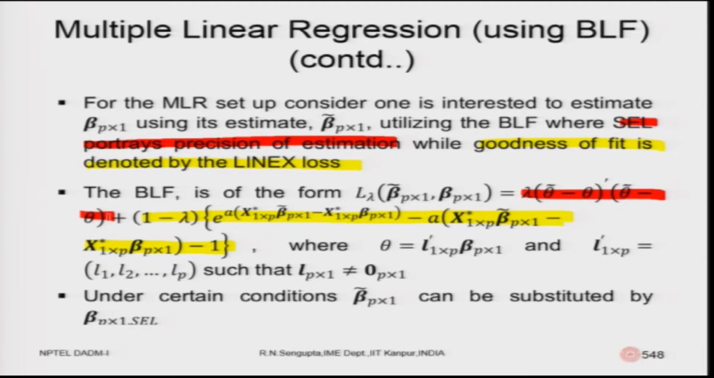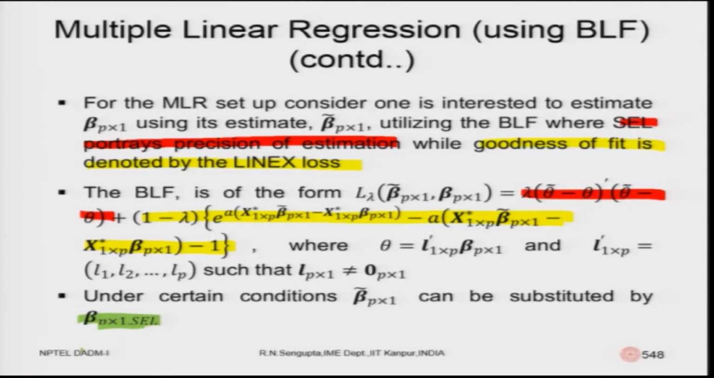Now, under these conditions, again I will repeat, theta is basically the scalar which is the multiplication of the L vector by the beta vector. Whether these are scalar, column or row, you can decide accordingly, and L values not all can be 0. Under certain circumstances we use beta replaced by the ordinary least square estimate, which is beta hat, which I will again highlight using the red color, green color which I have already decided.